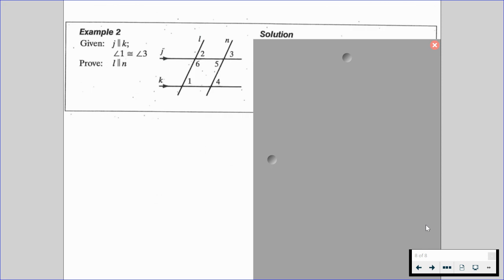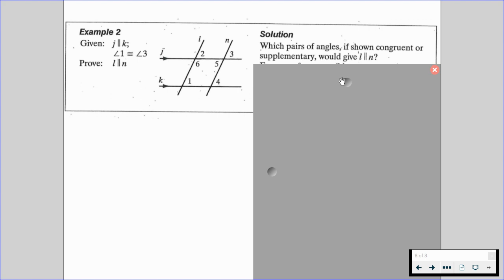So our last example here is going to be example number 2. We are given this time that line J is parallel to line K. We can justify that by saying, hey, we have these arrowheads going in the same direction. There's one arrowhead on J, one arrowhead on K, which means that those two lines visually are telling us they are parallel. We're also given that angle 1 is congruent to angle 3. And we want to prove that line L is going to be parallel to line N. So we want to ask ourselves which pair of angles, if shown congruent or supplementary, would allow us to justify and say, hey, line L is going to be parallel to line N.